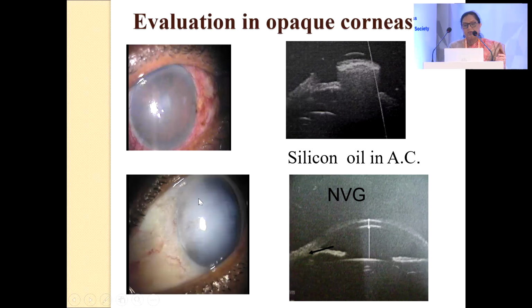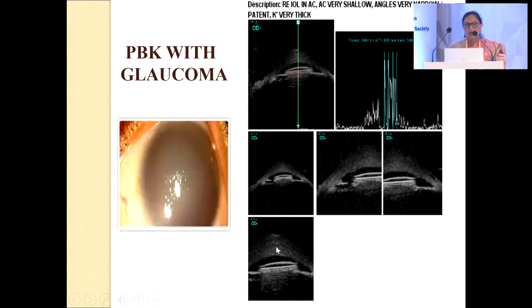In this case of corneal opacity, when we did the UBM, there was anterior pulling of the iris, and that is neovascular glaucoma. When there is pseudophakic bullous keratopathy with glaucoma, we see that the patient has an anterior chamber IOL behind the opaque cornea, which causes irritation and raised intraocular pressure.